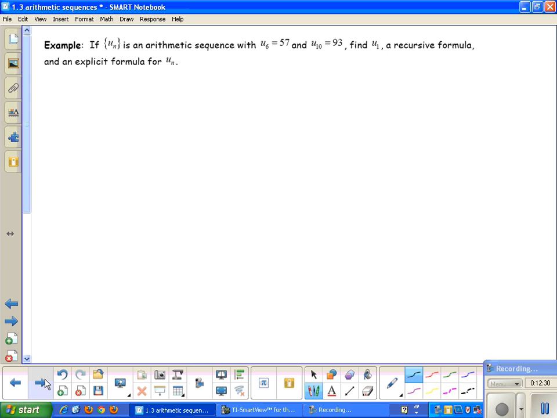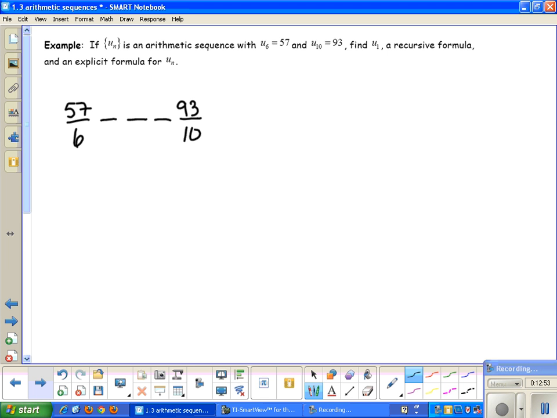So what I like to think about is, I know that my 6th term is 57. So that's my 6th, this would be 7, 8, 9. My 10th term would be right here, which is a value of 93. So the way to think about this is, remember, an arithmetic sequence has a common difference. So this is my 6th term and this is my 10th term.